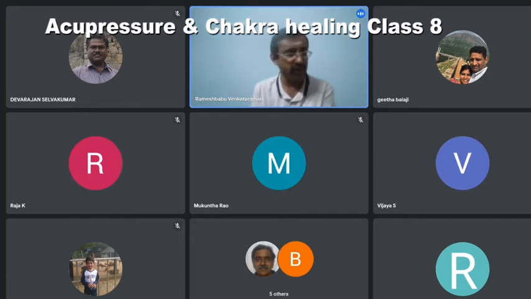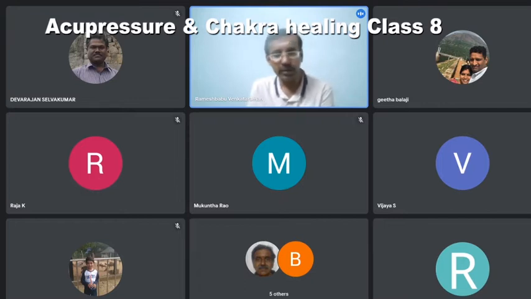So UB13 is lung point, UB14 is pericardium, UB15 is heart, then UB18 is liver, UB19 is gallbladder, UB20 is spleen, UB21 is stomach, and then UB22 is Sanjiao, triple burner, then UB23 is kidney, UB25 is large intestine, UB27 is small intestine, UB28 is urinary bladder. So these are all the shu points, the back shu points.